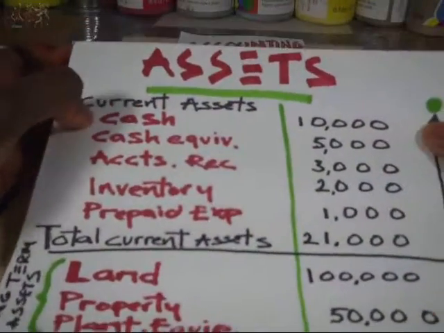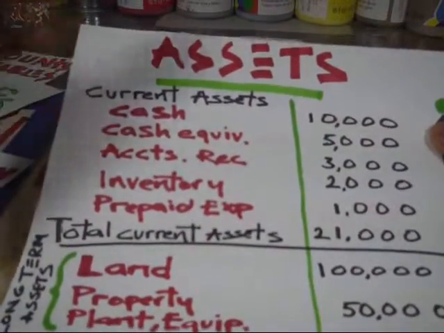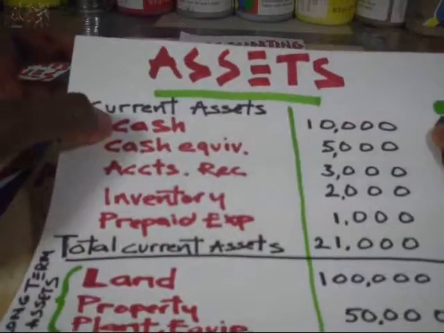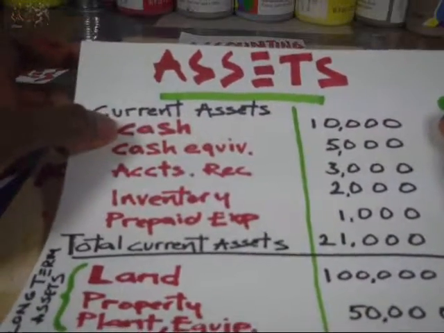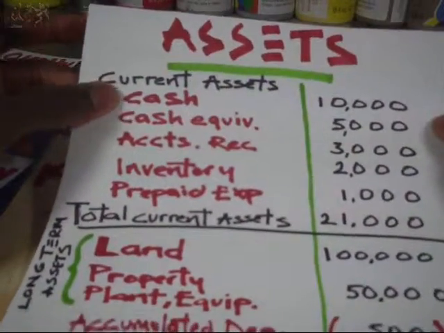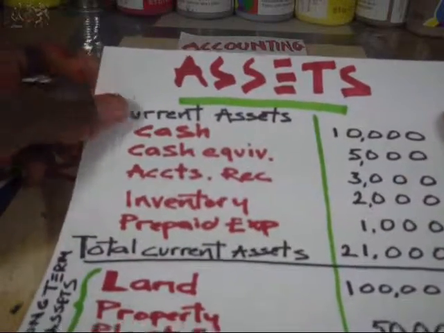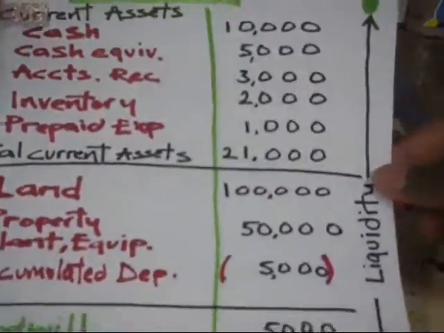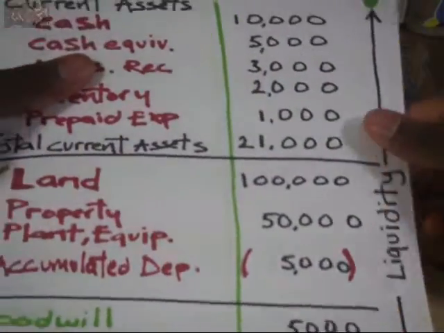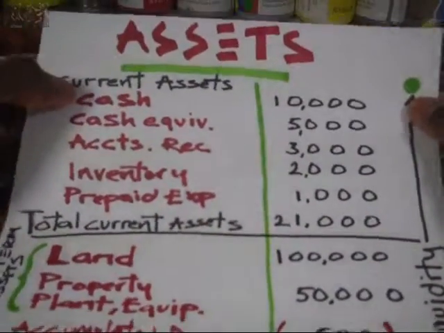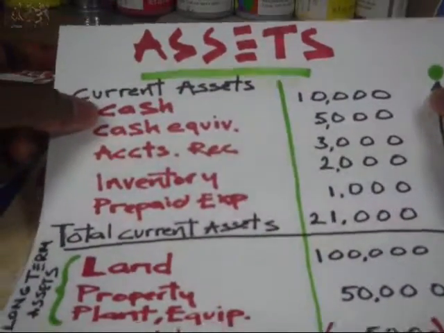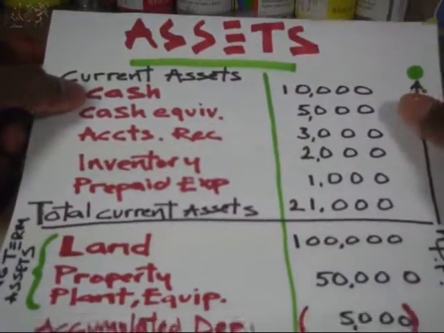So number one, cash. Before I even talk about current assets, just think cash. Cash is king. The reason I say cash right away is because the asset side of a balance sheet is going to be organized in terms of liquidity. So how close to being cash are you? There's nothing closer to being cash than cash.